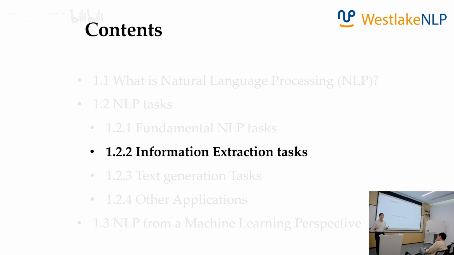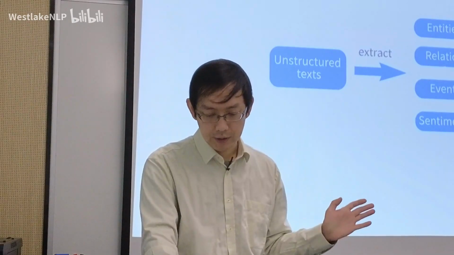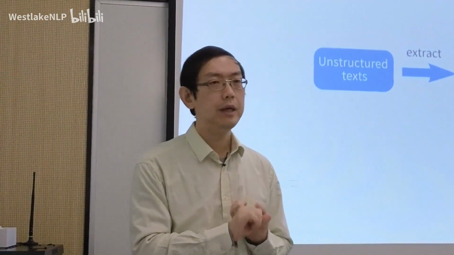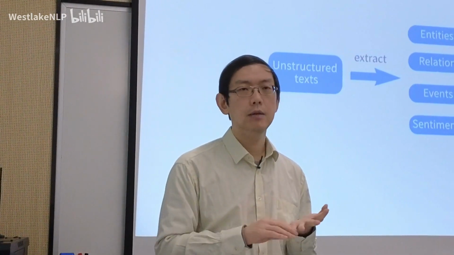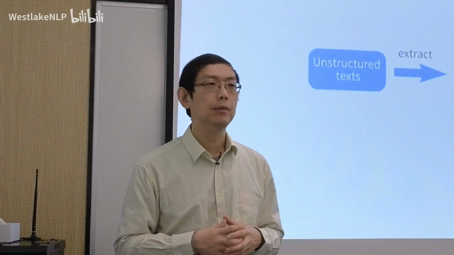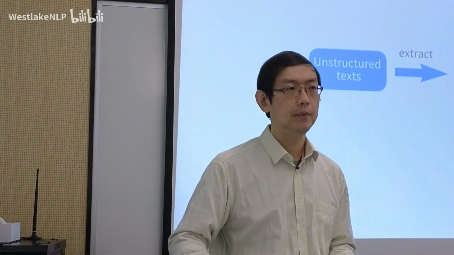How can I know what's happening around the world? I extract event information from news. So information extraction tasks focus on these issues. Let's look at this overview of IE tasks. From unstructured text, we can extract different kinds of information, including entities, like who and what are mentioned, relations, what facts are mentioned, events, what events are mentioned, sentiments, what opinions are mentioned, and put them into structured form. These are information extraction tasks.